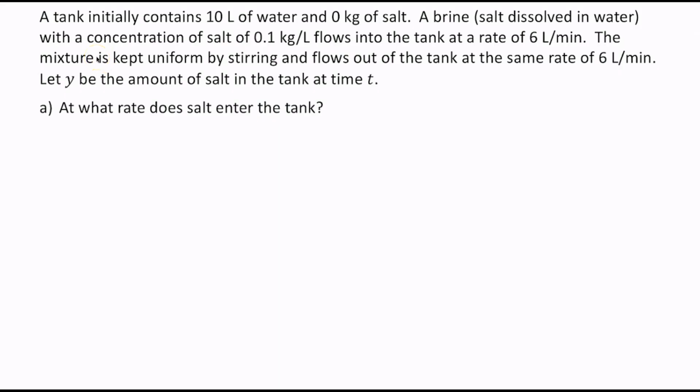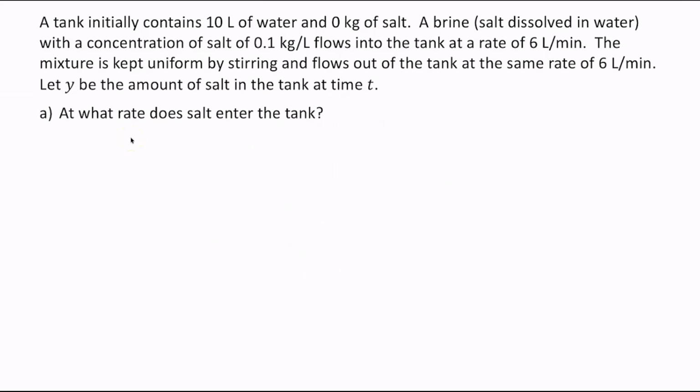Let's look at our first example. Here we're told that a tank initially contains 10 liters of water and 0 kilograms of salt. So in other words, there's just pure water in the tank initially. A brine, which is salt dissolved in water, with a concentration of salt of 0.1 kilograms per liter, flows into the tank at a rate of 6 liters per minute. The mixture is kept uniform by stirring and flows out of the tank at the same rate, 6 liters per minute. Let y be the amount of salt in the tank at time t.